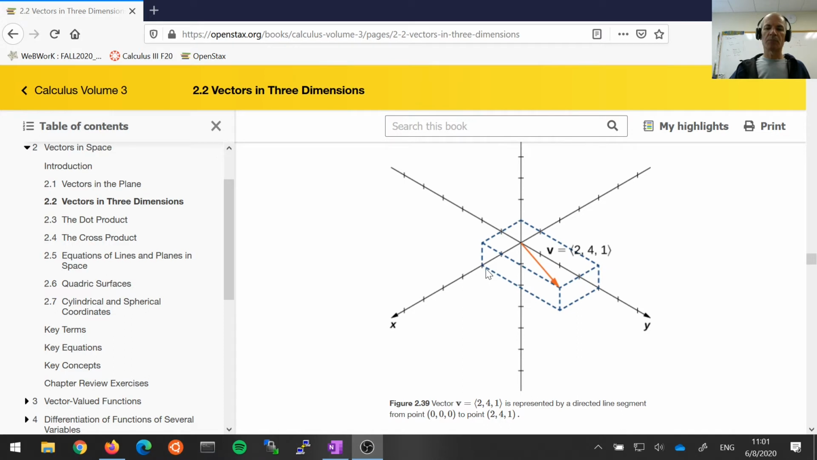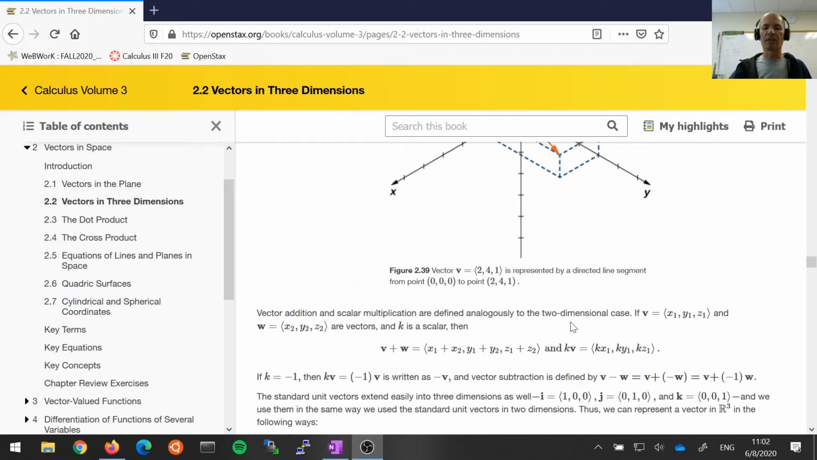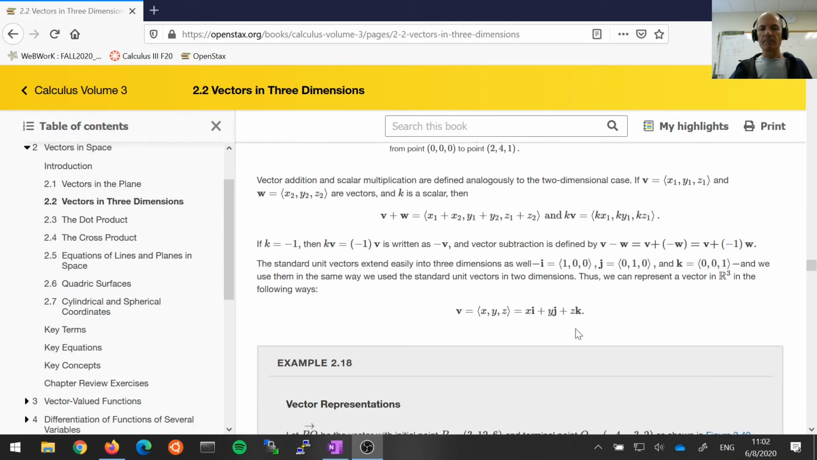You go out in this example, you go out 2 units along the x-axis, 4 units along the y-axis, and 1 unit up in the z-axis. All of the operations work just the same. Vector addition is component-wise, scalar multiplication is component-wise, and all of the same kind of geometric ideas hold. The standard unit vectors, i, j, and k, look like this. K is the new one for the 3rd dimension, and it is just 0, 0, 1.